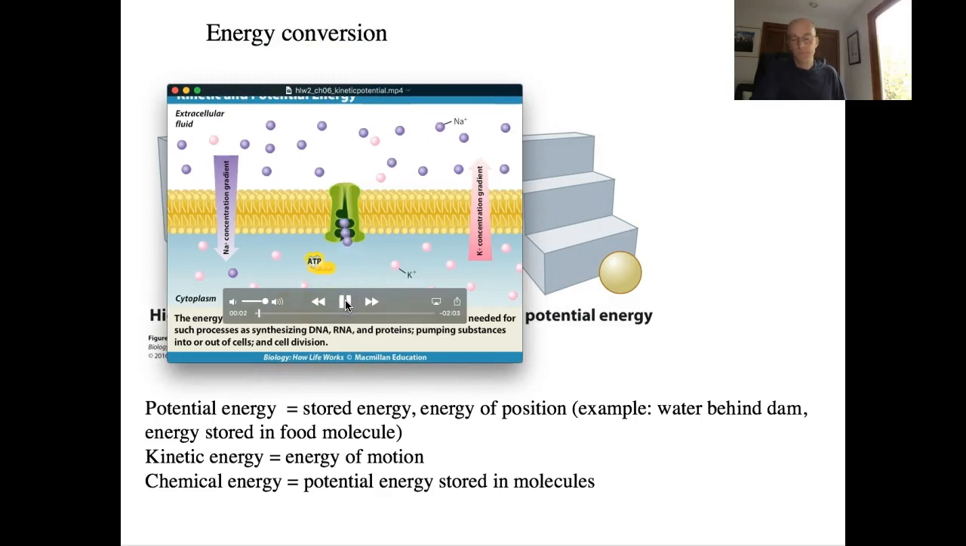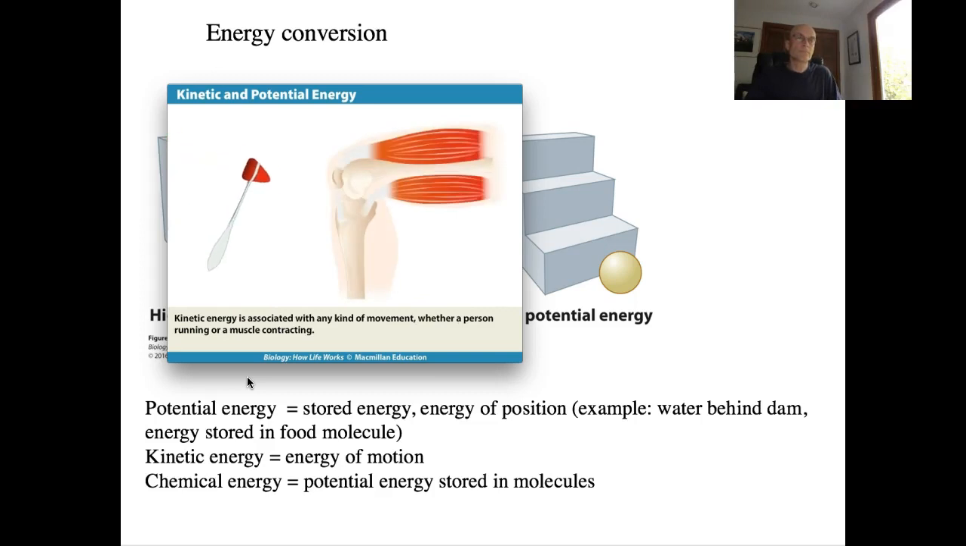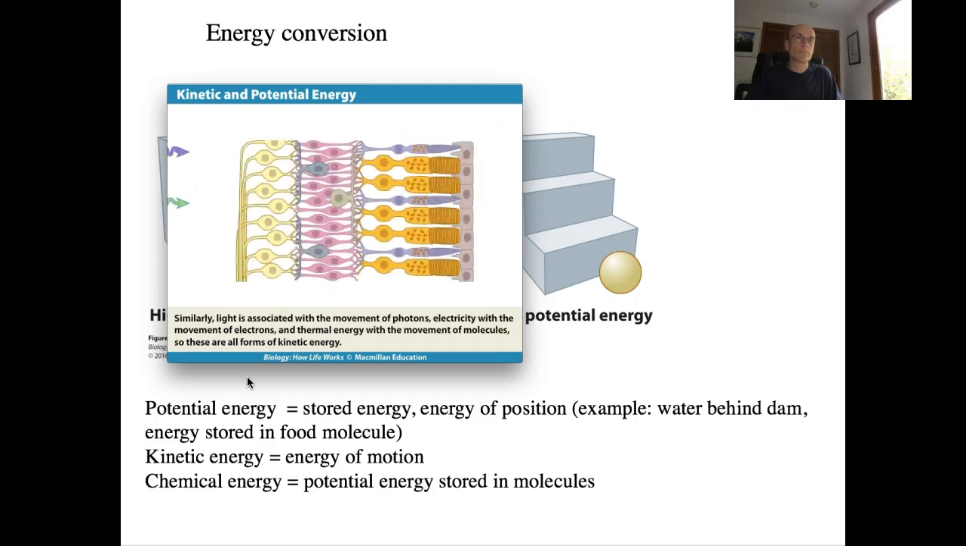The energy of a system is its capacity to do work. For a cell, energy is needed for such processes as synthesizing DNA, RNA, and proteins, pumping substances into or out of cells, and cell division. There are two forms of energy: kinetic energy and potential energy. Kinetic energy is the energy of motion. A ball bouncing down a set of stairs possesses kinetic energy. Kinetic energy is associated with any kind of movement, whether a person running or a muscle contracting. Similarly, light is associated with the movement of photons, electricity with the movement of electrons, and thermal energy with the movement of molecules. So these are all forms of kinetic energy.